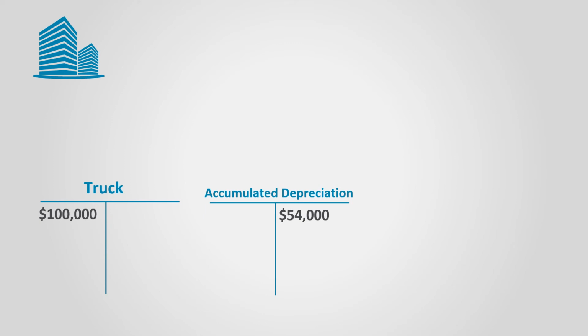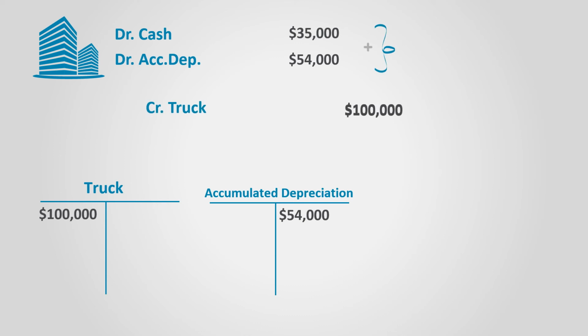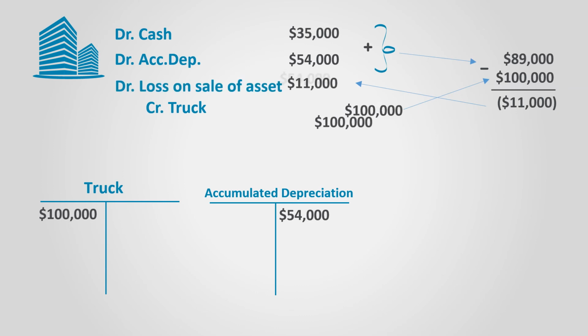To close the accounts, the following journal entry is recorded. Cash is debited for $35,000 and the accumulated depreciation is also debited to close it. On the other hand, the truck is credited to close its account by $100,000. The difference between the total debits and credits is $11,000, which represents a loss on sale of asset, which is a debit as loss decreases owner's equity.